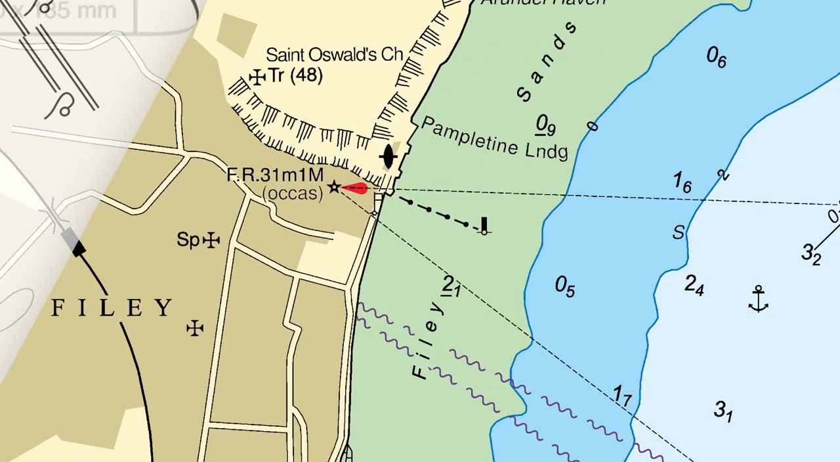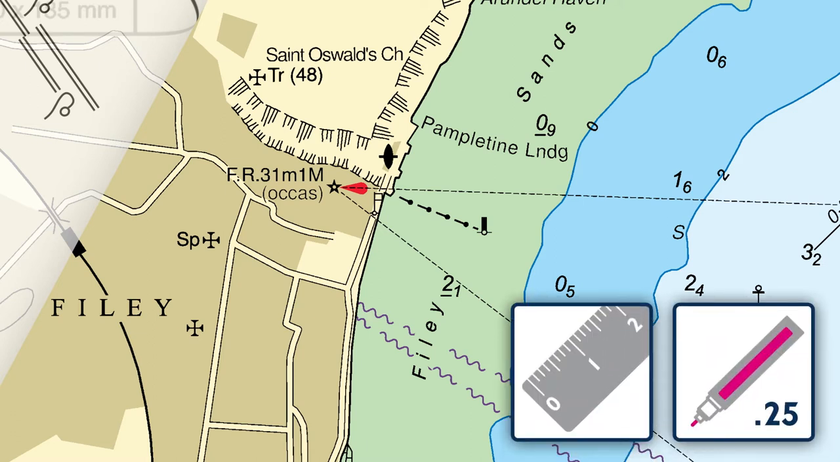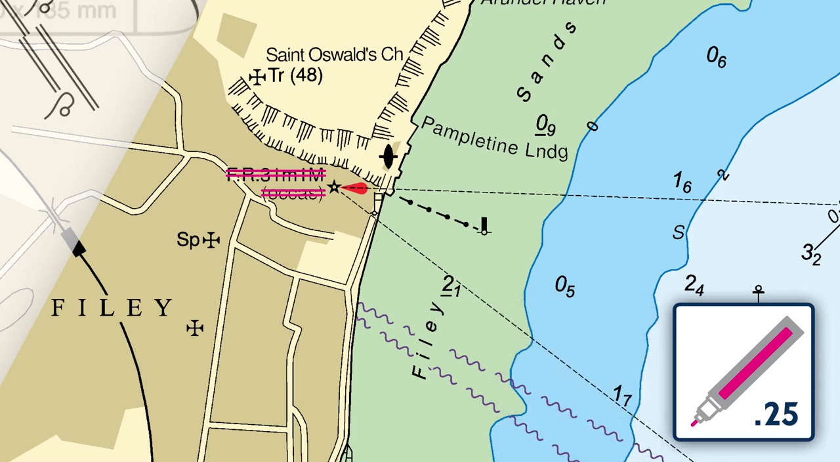Then, remove the tracing to reveal the chart. Using a magenta 0.25 pen and a ruler, delete the description using a double strike through over the description text. Using diagonal double strike throughs, also delete the light and flare.